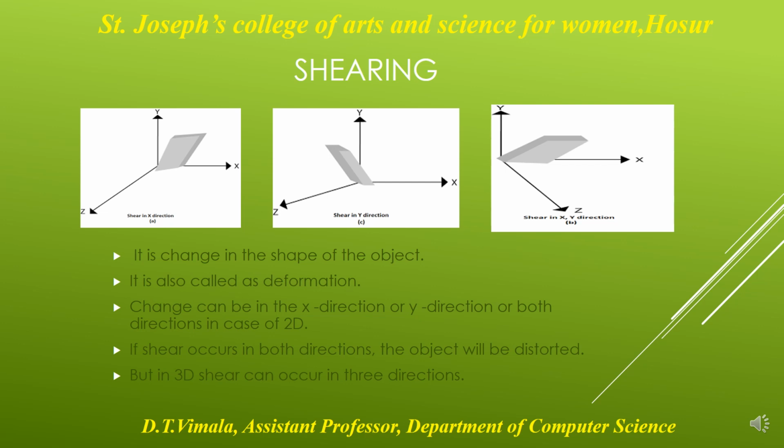Changes can be in the x direction or y direction or both directions in the case of 2D. If the shear occurs in both directions, the object will be distorted. But in 3D, shear can occur in 3 directions. You can see in the images: the first image shows shearing in the x direction, the second image shows shearing in the y direction, and the third image shows shearing in the x and y directions. This is shearing in 3D transformation.